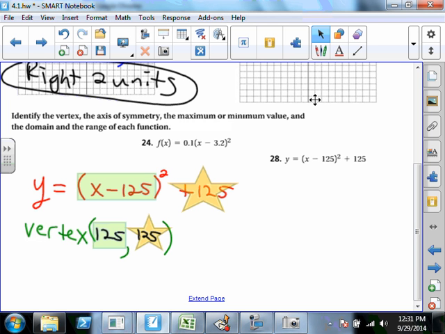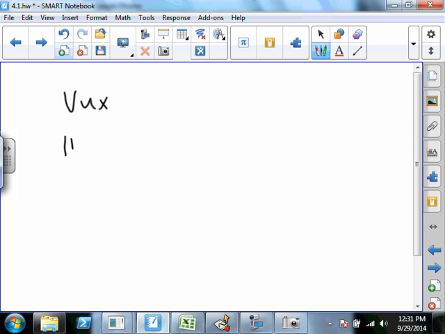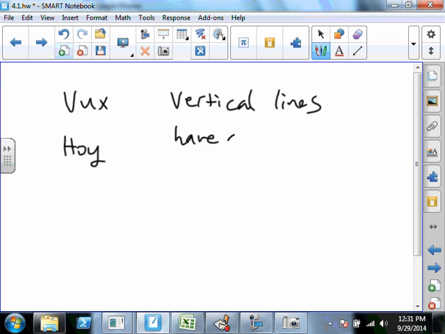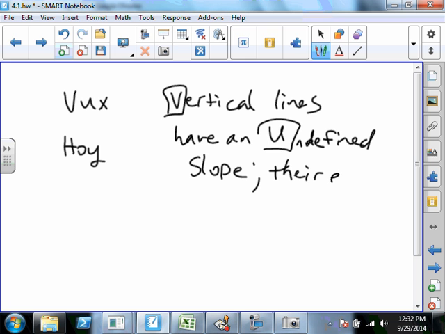Now the axis of symmetry, this one's kind of tricky. It's a vertical line that goes through the vertex. Does anyone remember this from algebra? Vertical lines have an undefined slope. Their equation is x equals some number. So the whole point is that a vertical line's equation is x equals something.